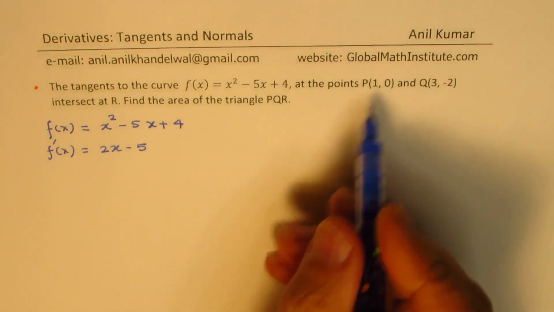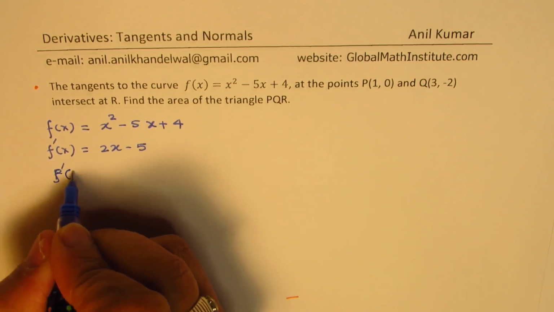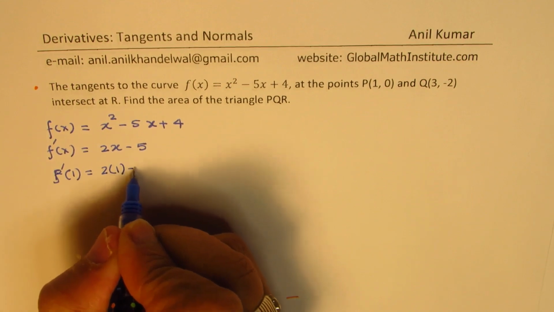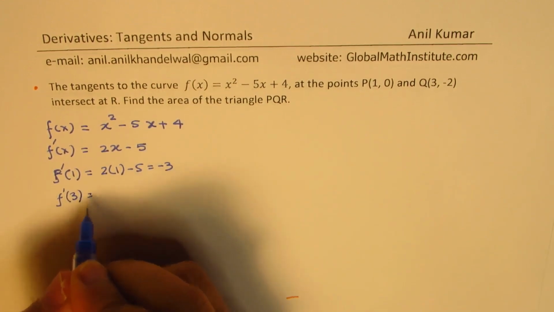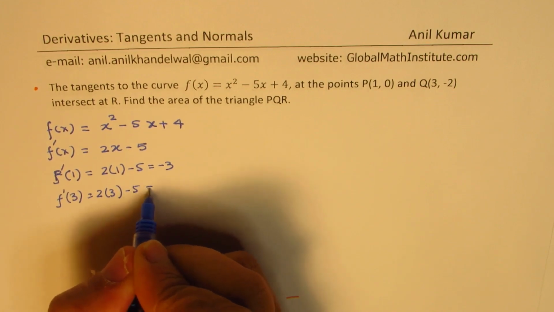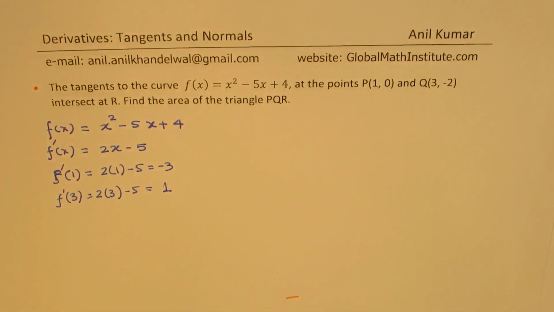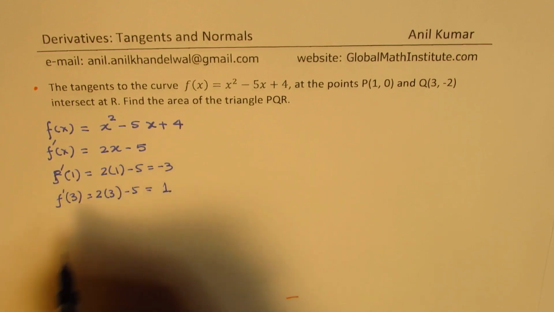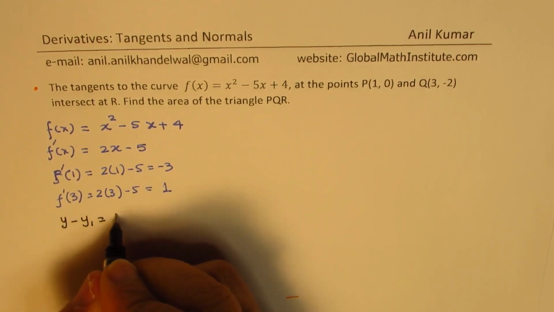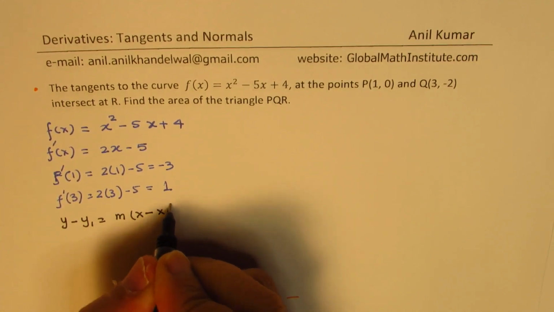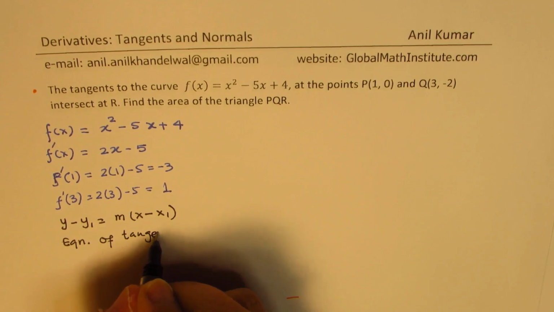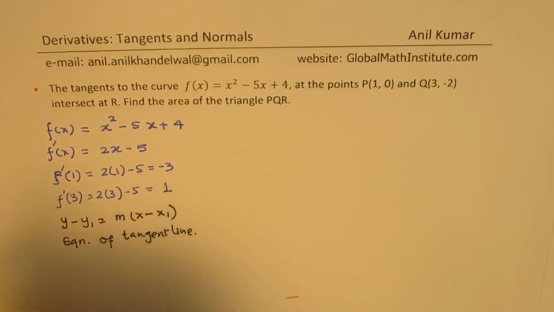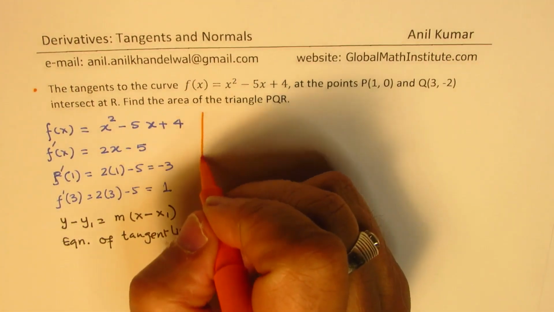Now at point P, the x value is 1, so let's find the derivative at 1. Substituting 1 here, we get 2 minus 5, which is minus 3, and the derivative at 3 is what? It will be 2 times 3 minus 5, where 6 minus 5 is 1. So we get the derivatives at these two points. Now, derivatives mean slope, right? So we can actually use the equation y - y1 = m(x - x1) to find the equation of the tangent line. Correct? So let's figure this out. We'll work out on this side of the page.